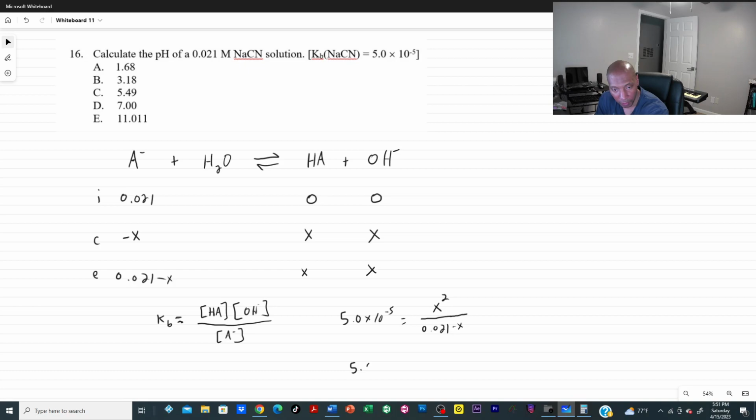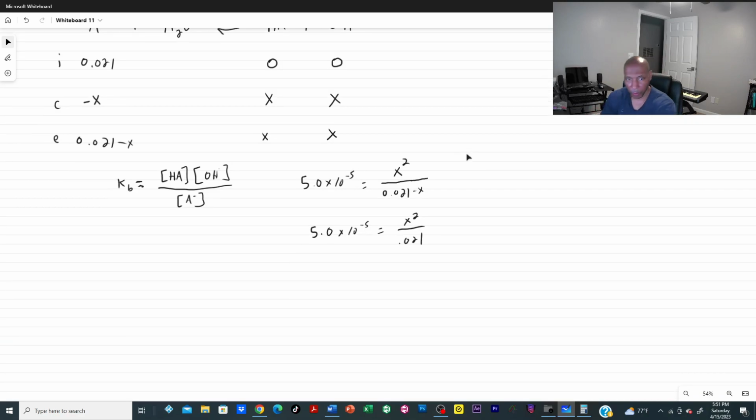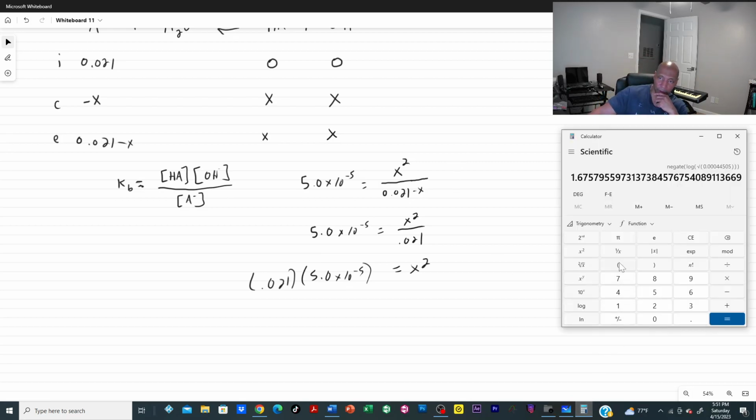All right, so of course 5.0 times 10 to the negative 5 times 100 is going to be 5.0 times 10 to the negative 3. And 5.0 times 10 to the negative 3 is less than 2.1 times 10 to the negative 2. So I can do the approximation. So I'm going to go ahead and say 5.0 times 10 to the negative 5 is equal to X squared divided by 0.021. So I'm going to say 5.0 times 10 to the negative 5 times 0.021 is equal to X squared.